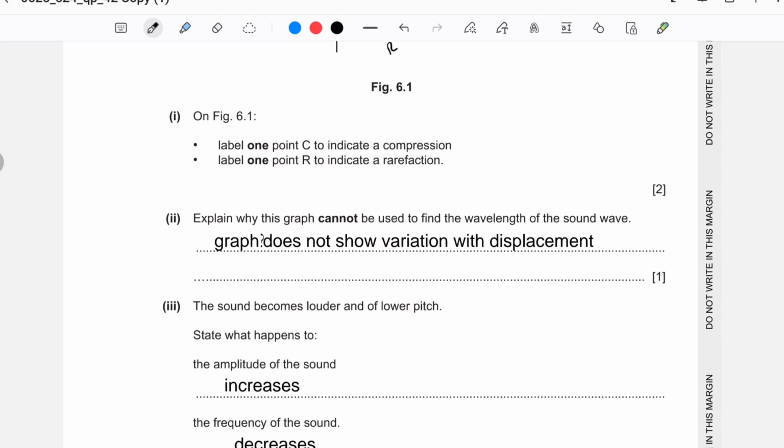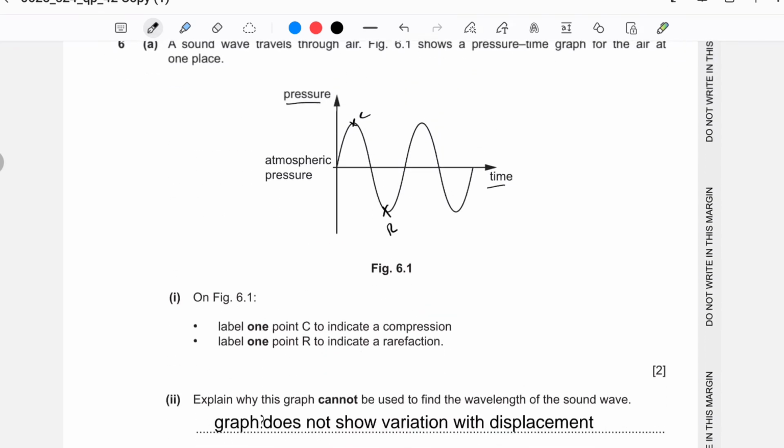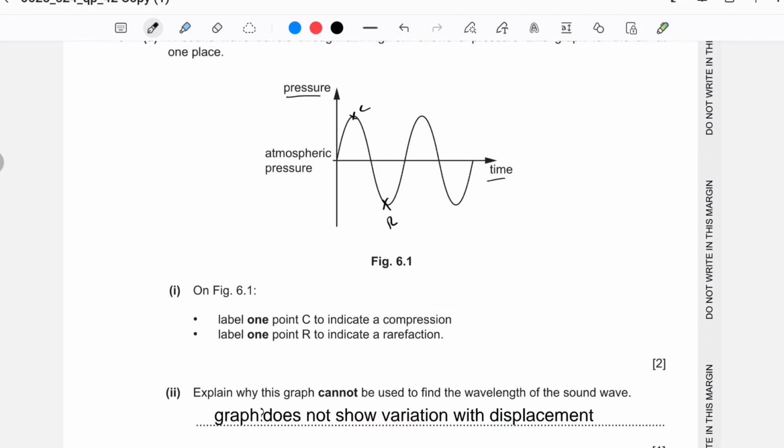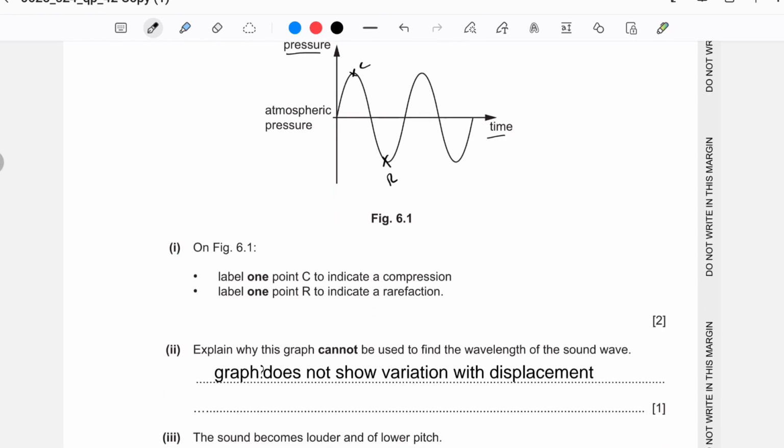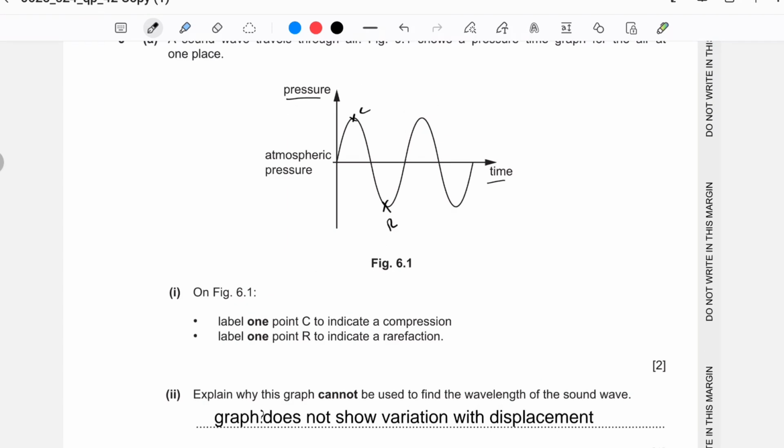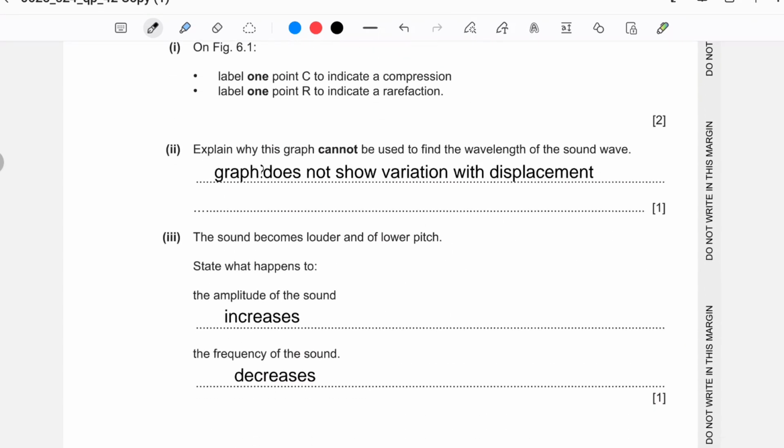Explain why this graph cannot be used to find the wavelength of the sound wave. So this graph has pressure and time, and the graph does not show variation with displacement, therefore we cannot use this graph to find the wavelength.